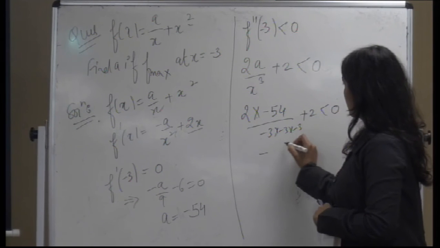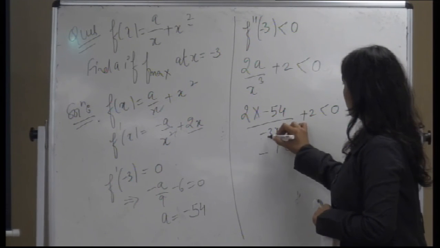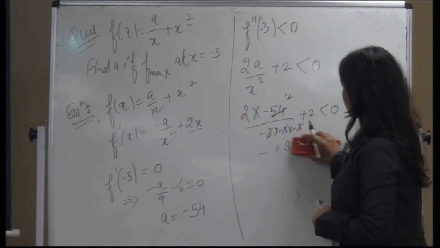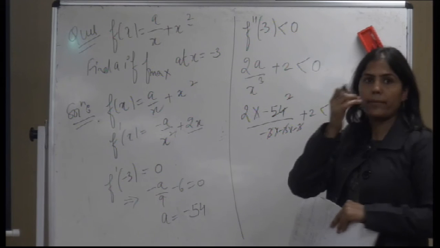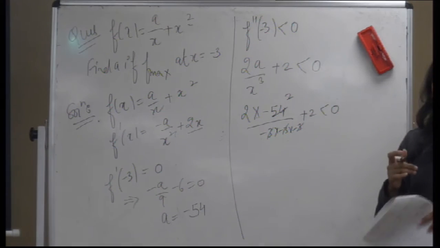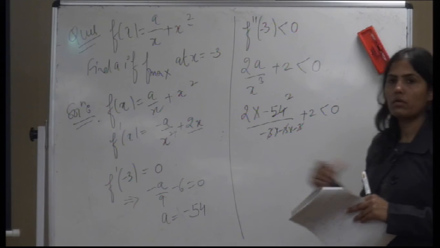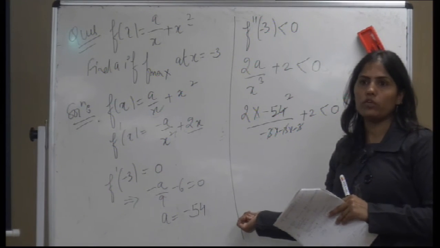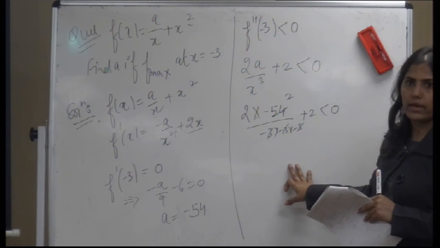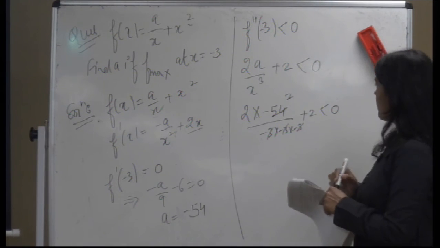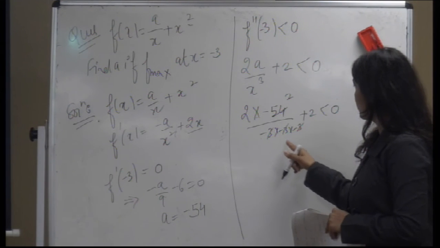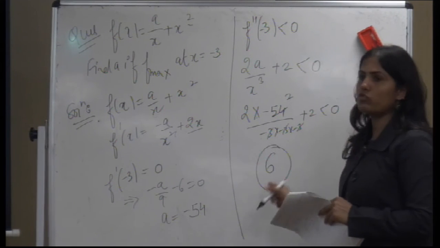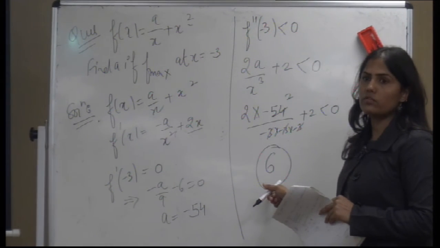Okay, wait. A positive you are getting? No, a value minus 54 is okay. Who is saying positive? Negative value actually. So this should be less than 0 because f is maximum. So now this value is how much? This value is how much? 6. 6 you are getting? Just do the calculation.